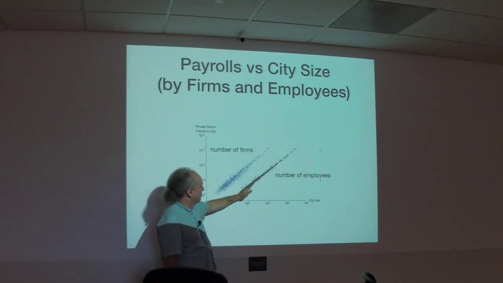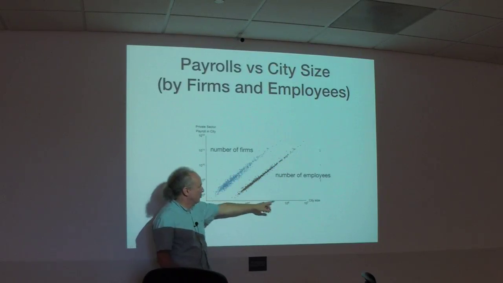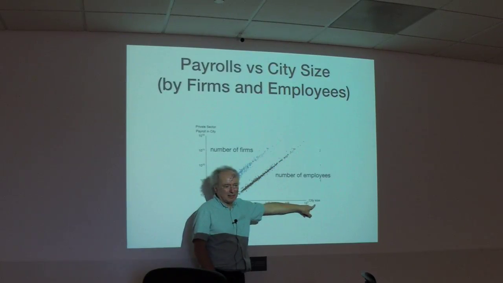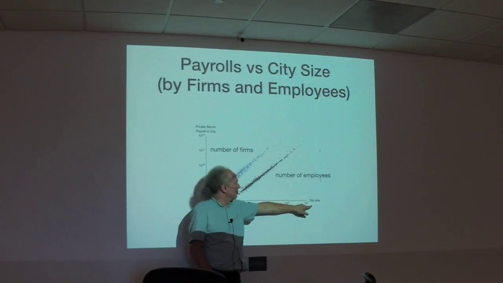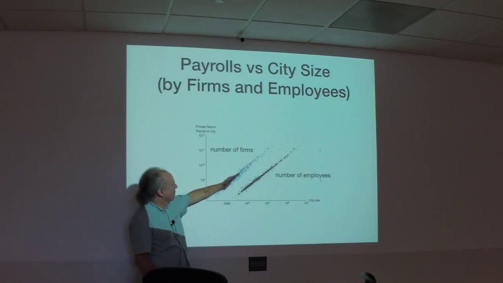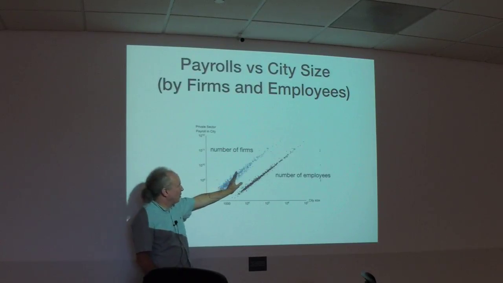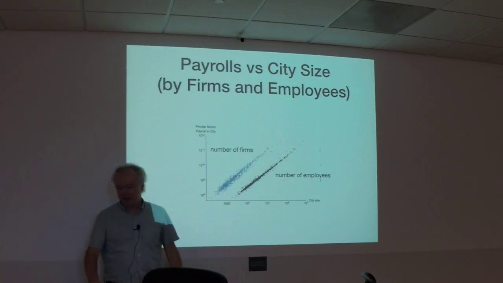Payroll based on number of employees. The two sets of data I always refer to are two different ways to measure city size. That's all that's going on here. Hope it's not too confusing. But now payroll. Now you can see where I'm going with this. Payroll per firm is going to be a measure of how big the firms are. Payroll per employee is going to measure what the wages are.